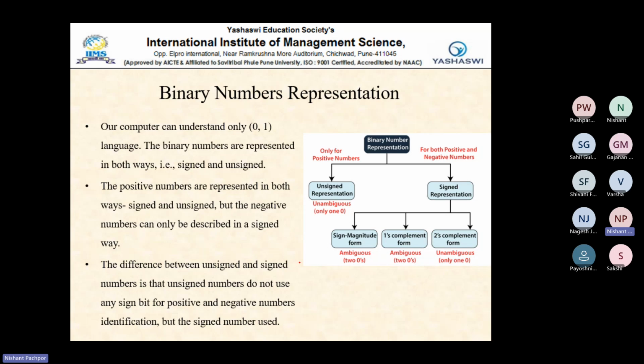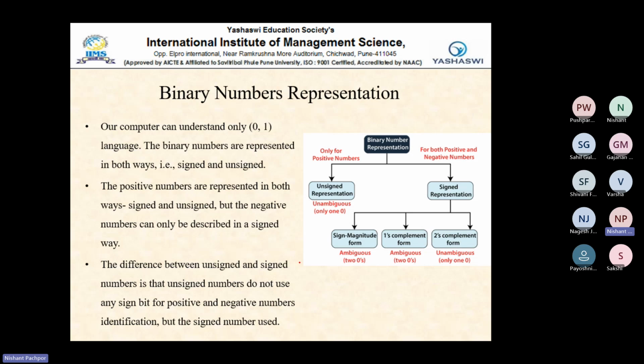Sign magnitude, then ones complement, and after that twos complement. So what is the ones complement and twos complement? Suppose the question gives a number and asks you to find its ones complement, so convert this number into ones complement. Such a number will be given and you convert it accordingly.